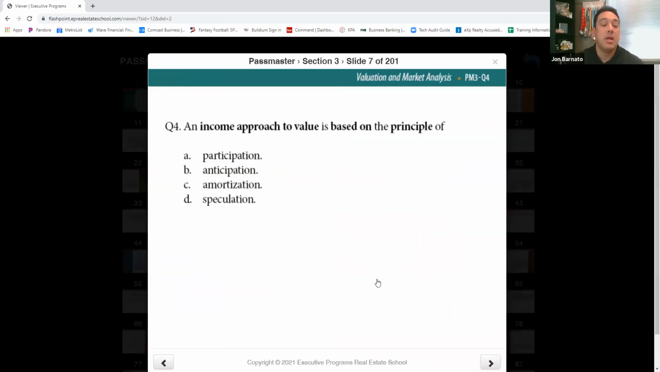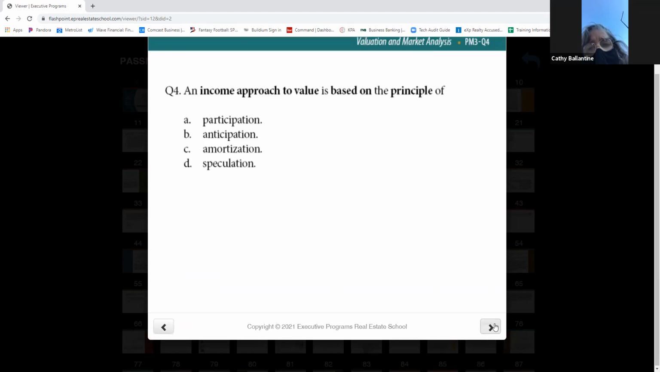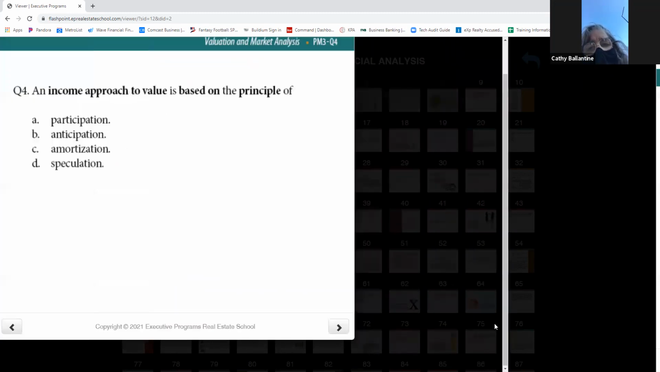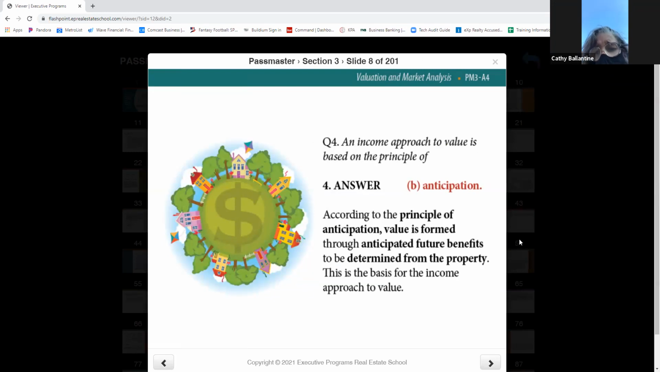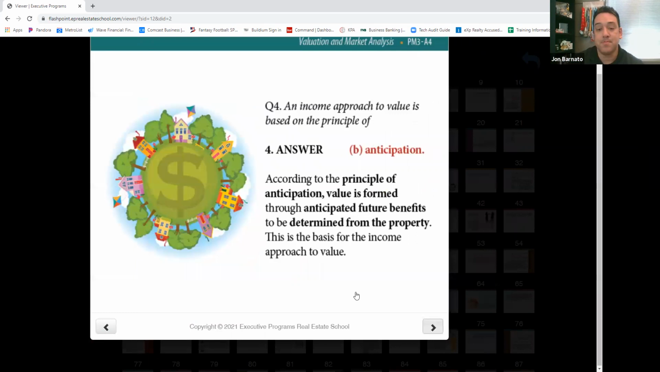So, an income approach to value is based on the principle of what? D. Let's see. I would say income. Well, you're anticipating getting income from a property if you're an investor. E. Correct. Anticipation. So we have different ways we do appraisal, and just know the income approach. So we're going to look at the future income that the buyer would generate from buying the property. So it's anticipation in the future.